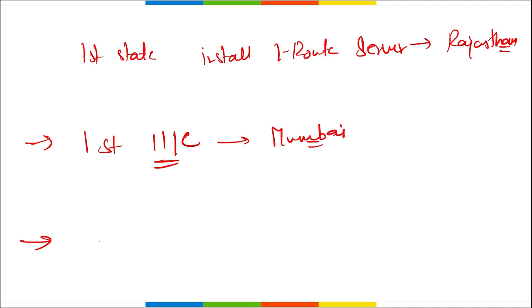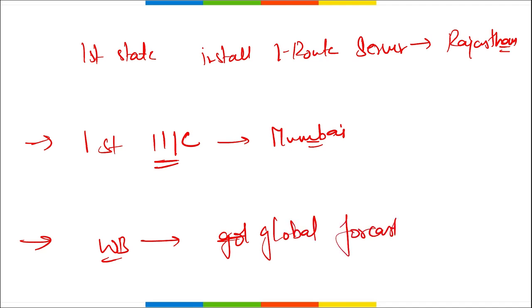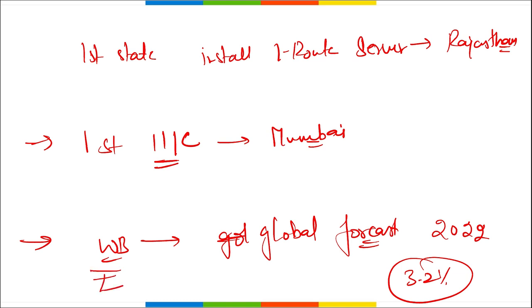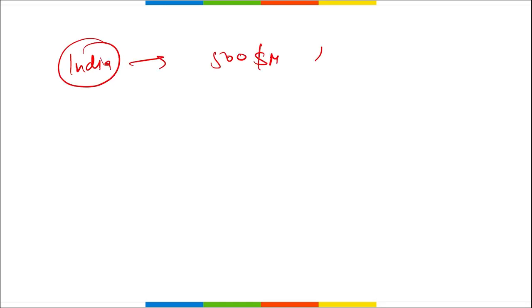Next, if I ask you, the World Bank has slashed the global growth forecast for the year 2022 to 3.2%. Earlier, the World Bank stated that the global growth forecast was 4.1%, but now it has been slashed to 3.2%. Another thing, recently India also provided an additional $500 million fuel aid to Sri Lanka.